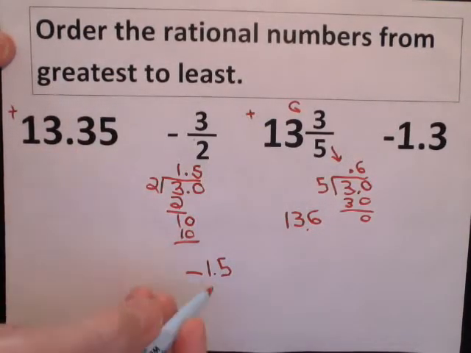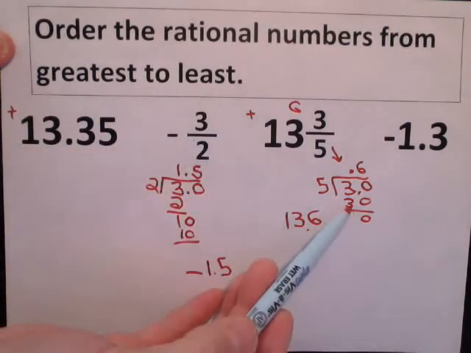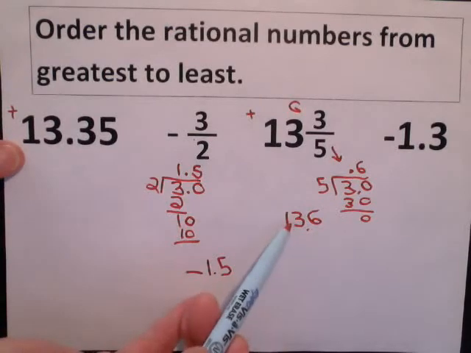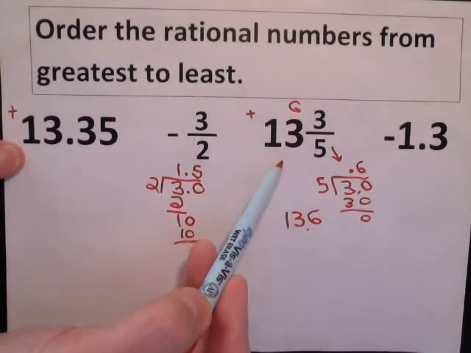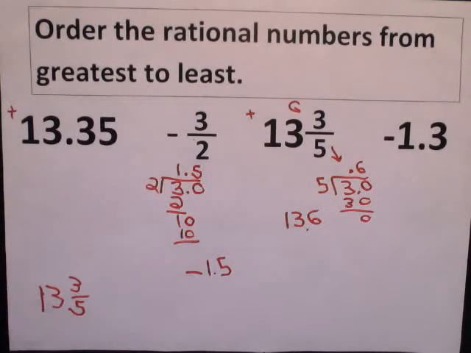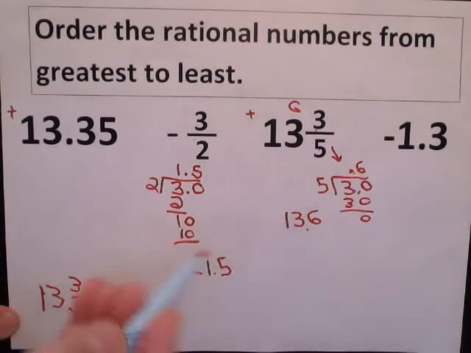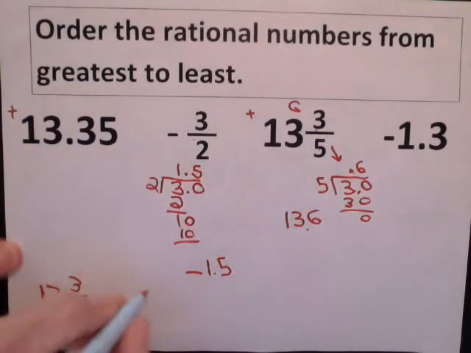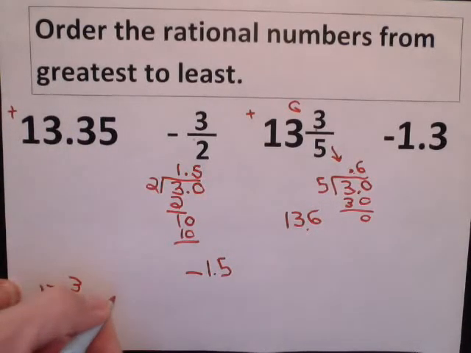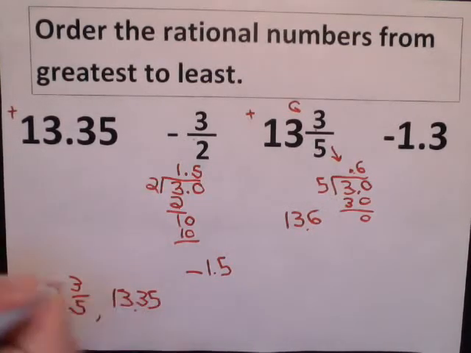So now we can order these from greatest to least. Our greatest number out of all of these will be this one, 13 and 3/5. So we would have 13 and 3/5. That's our greatest value because 3/5 would be 6/10. Then we know that 13 and 35/100 would come next. So 13 and 35/100 is next.